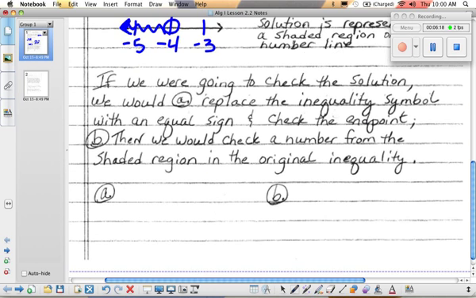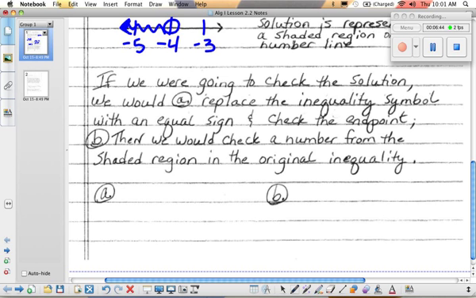Okay? So if we were going to check the solution, this is for an inequality now. We have 2 checks to do. We have to check to make sure, first of all, we have the right endpoint, the right starting point. And then we have to check to see, did we shade the correct side or not? Or did we shade the correct region? So our first part of our check would be to replace the inequality symbol with an equal sign.